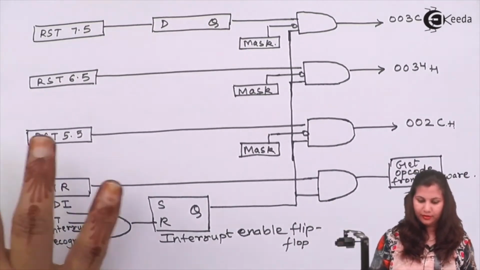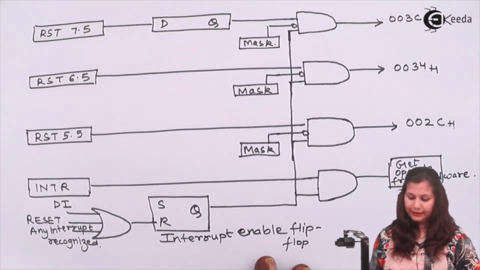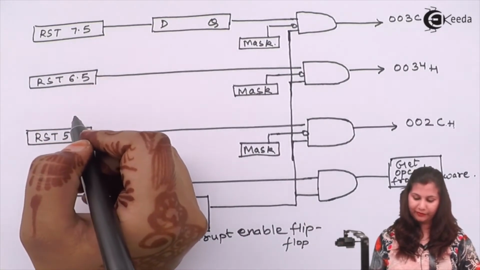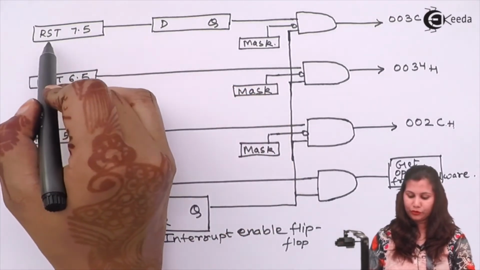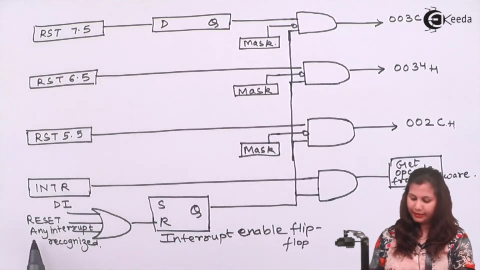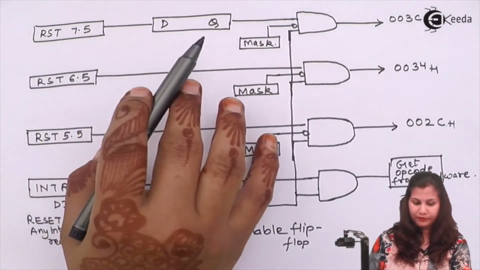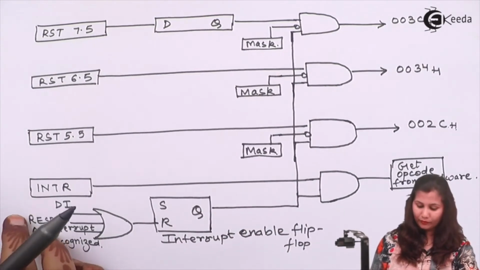So this is the circuit diagram for the masking of the interrupts, and in this you can see that we have the four interrupts: RST 7.5, 6.5, 5.5 and INTR, which can be masked. And to RST 7.5 we have the D flip-flop, and then here we have the SR flip-flop, which is the interrupt enable flip-flop. Now to every one of these interrupts we have a masking bit here. So let's see the explanation for it.